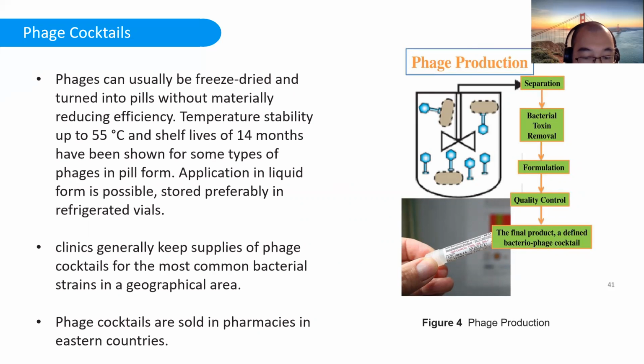Phage can usually be freeze-dried and turned into pills without material reduced efficiency. Temperature stability up to 55 degrees Celsius and a shelf life of 14 months have been shown for some types of phage in pill form. Application in liquid form is also possible. Store in the fridge.